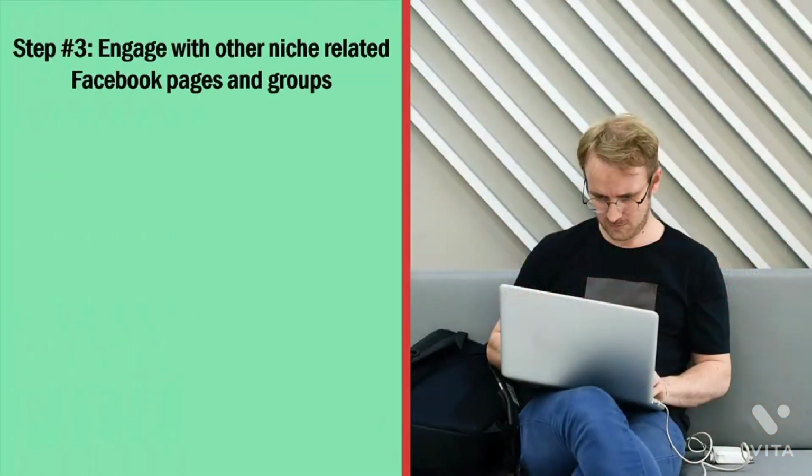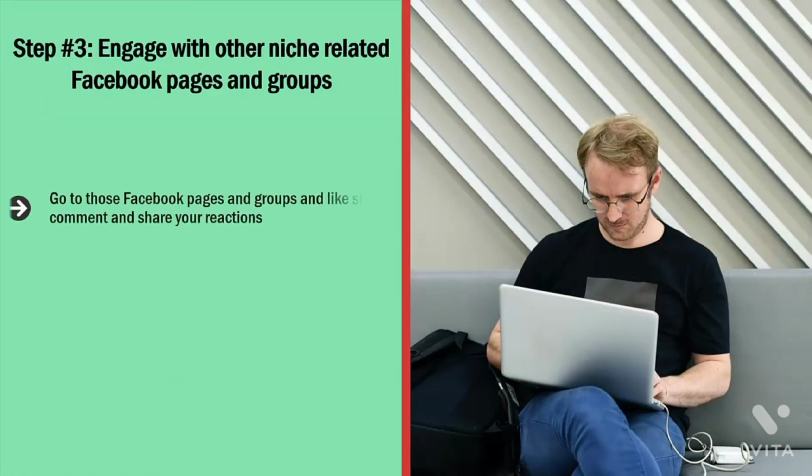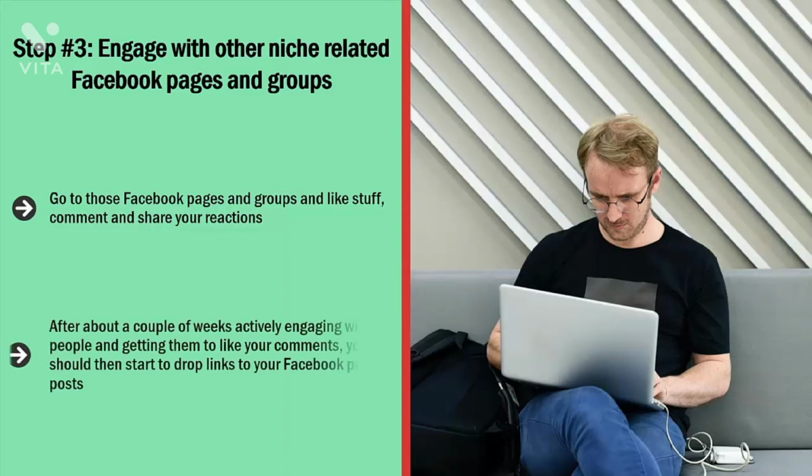Step number 3, engage with other niche-related Facebook pages and groups. Go to those Facebook pages and groups and like stuff, comment, and share your reactions. You're not dropping any links at this point. You just want to be seen as an active member of the community. After about a couple of weeks actively engaging with people and getting them to like your comments, you should then start to drop links to your Facebook page posts. These posts feature third-party content that has been curated.